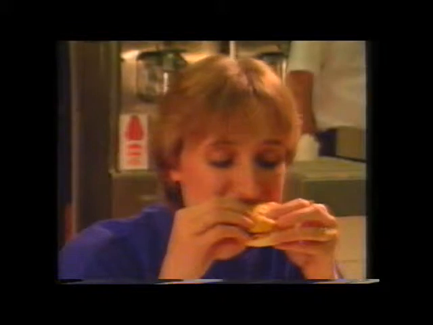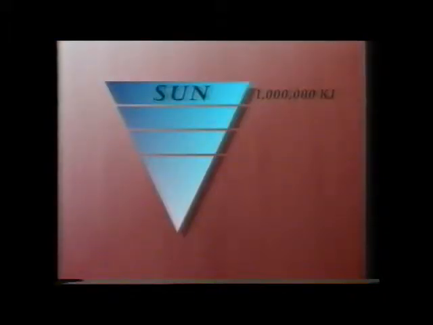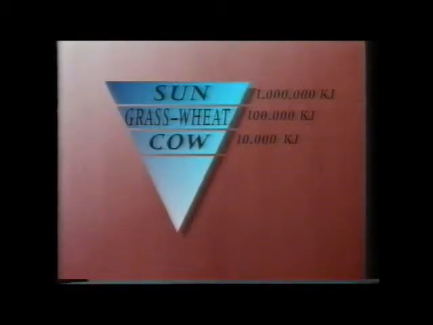But the energy transfer between levels in the energy pyramid is not very efficient. Let's just see how efficient it is. This diagram shows you how much energy is transferred between the different links in the food chain. So why is energy transfer so inefficient? Where does all the energy go?